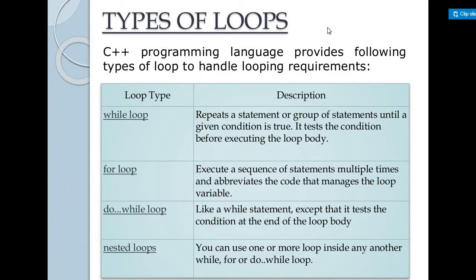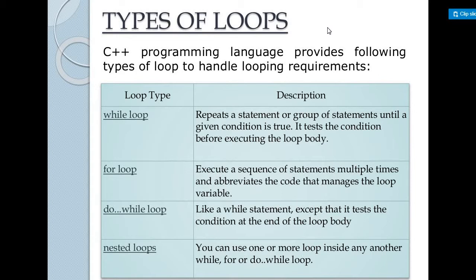Next, what are the different categories of loops? Here we only discuss the C++ programming language, which provides the following types of loops. First, the while loop, which repeats a statement or a group of statements until a given condition is true. It tests the condition before executing the body of the loop. That is why it is also known as an entry control loop, because before entry into the loop it tests the condition.